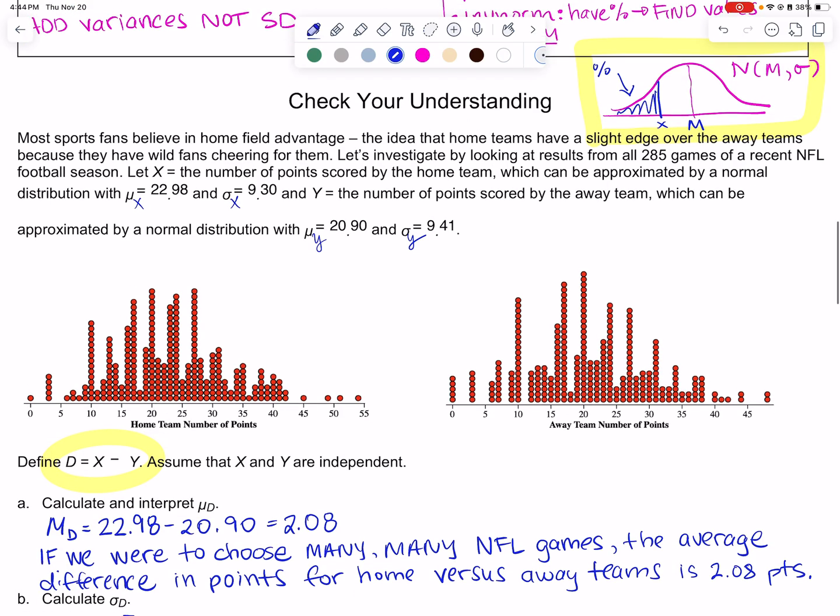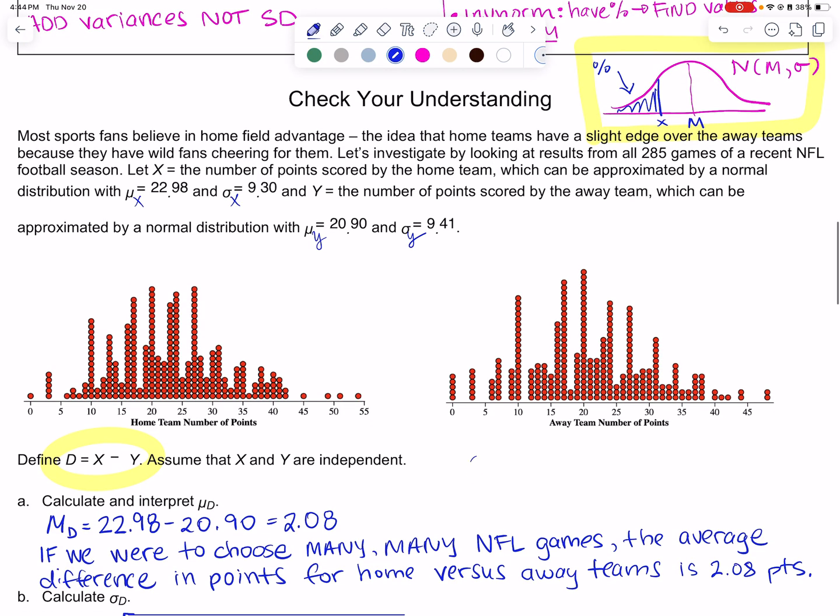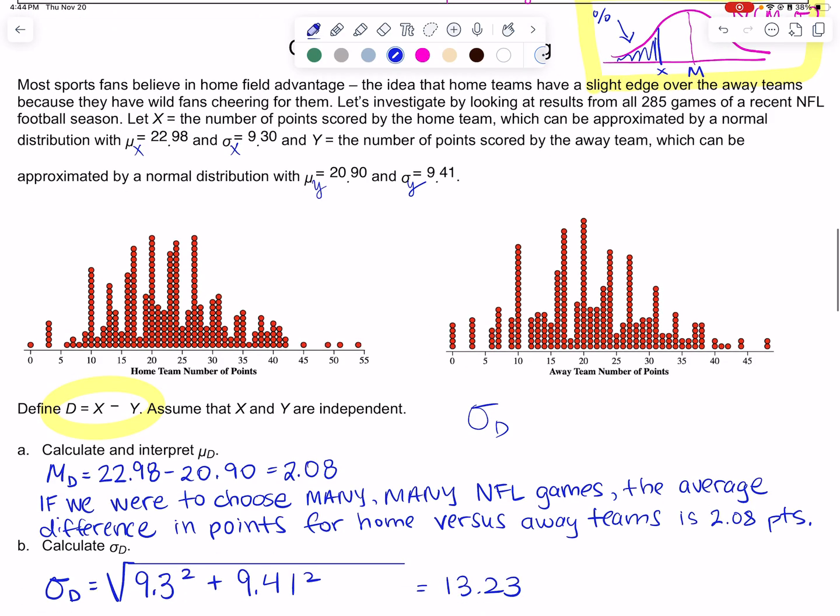Now, calculate sigma D. Remember, sigma D is going to be the square root of the variance of X plus the variance of Y. So I just look at X and Y, square both, add them, and take the square root, and there we go.